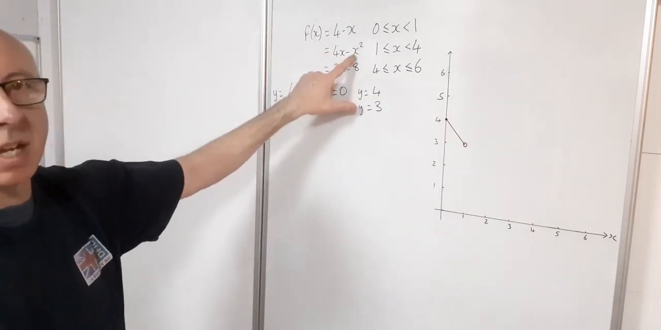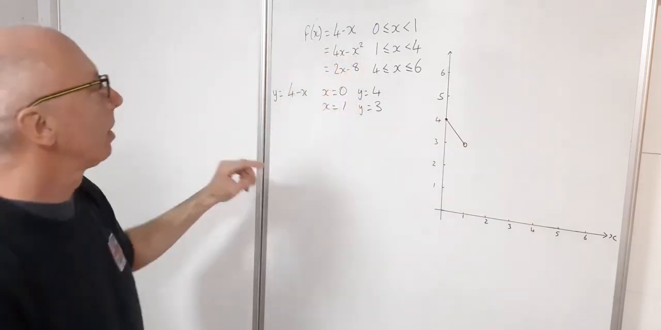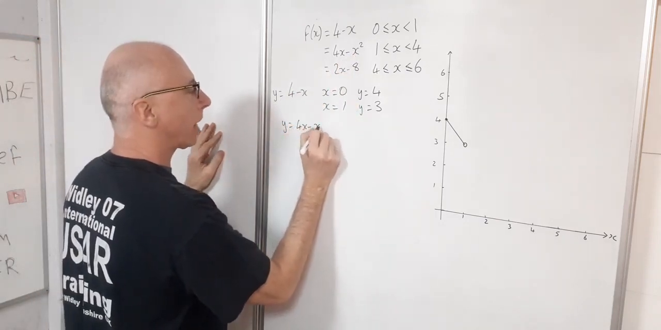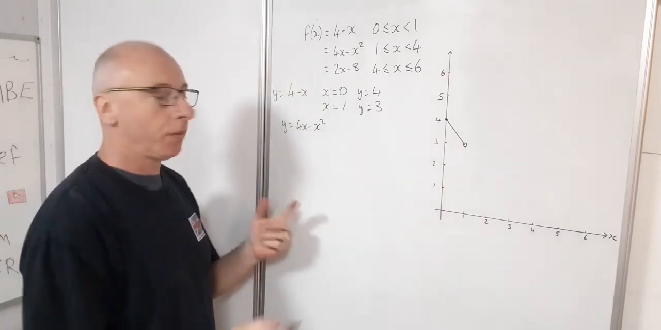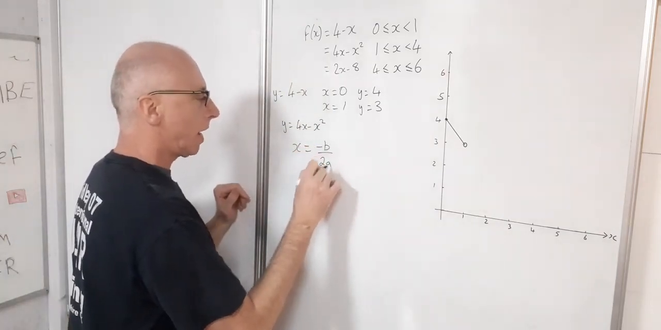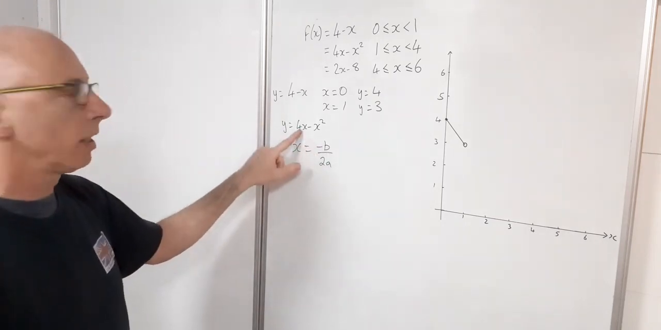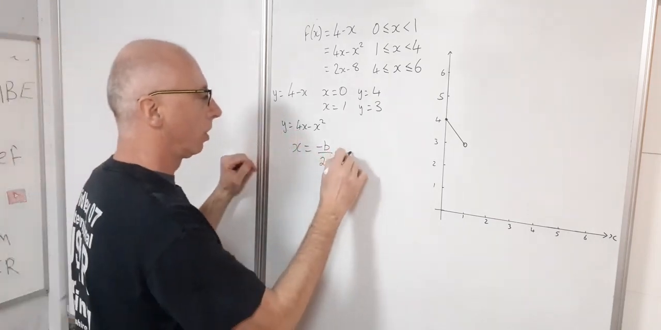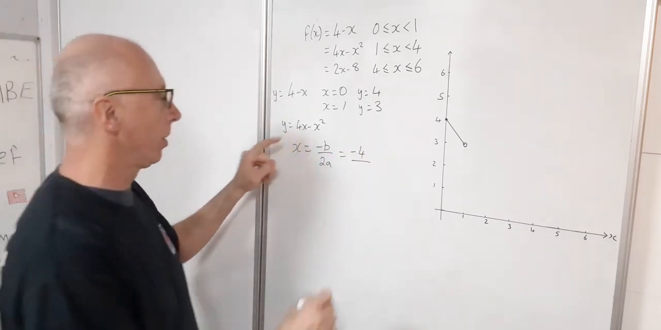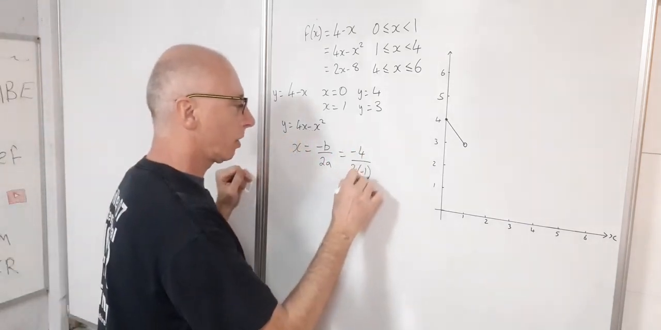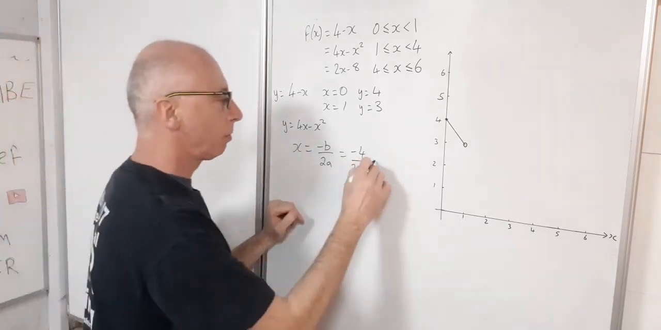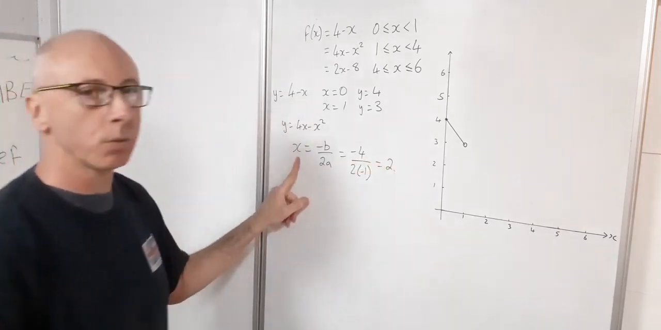Next one I've got is a quadratic. So I've got y equals 4x minus x squared. So my vertex is at x equals minus b over 2a. Well, b is the value 4, so I've got minus 4, and a here is minus 1, so I've got 2 times minus 1. So minus 4 divided by minus 2 gives me 2, so that x equals 2.